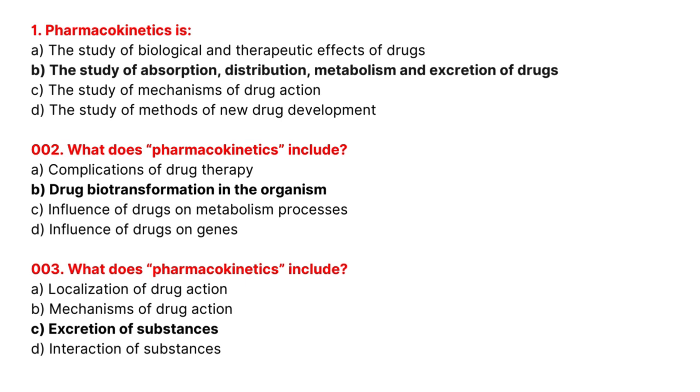002. What does pharmacokinetics include? A. Complications of drug therapy. B. Drug biotransformation in the organism. C. Influence of drugs on metabolism processes. D. Influence of drugs on genes. Answer is B. 003. What does pharmacokinetics include? A. Localization of drug action. B. Mechanisms of drug action. C. Excretion of substances. D. Interaction of substances. Answer is C.